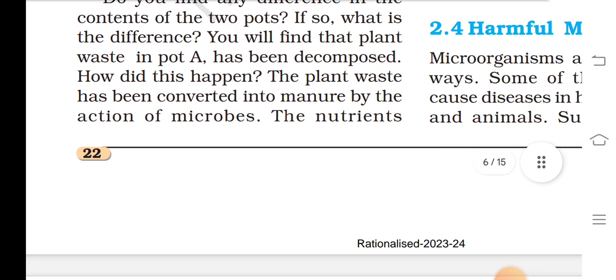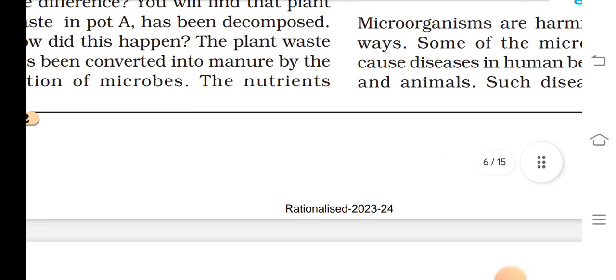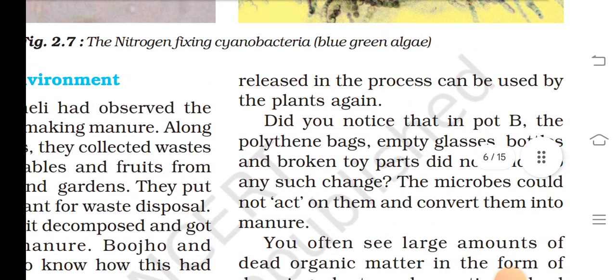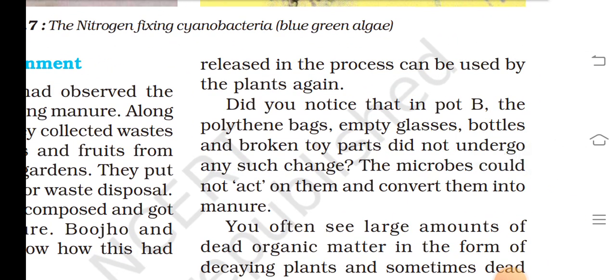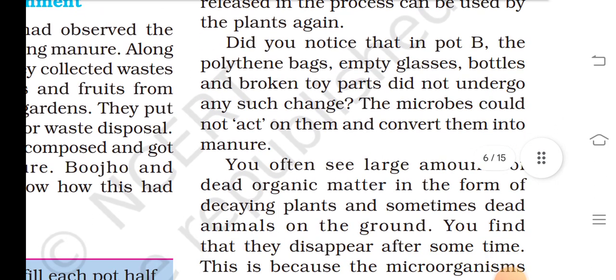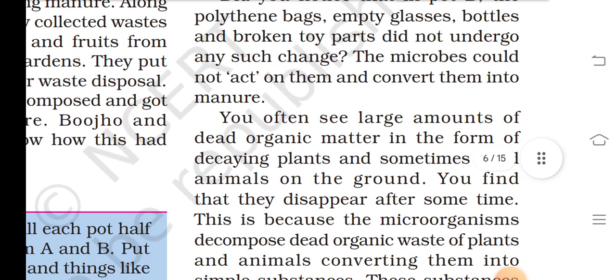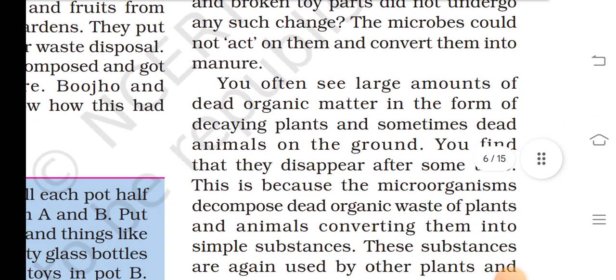You will find that the plant waste in pot A has been decomposed. How did this happen? The plant waste has been converted into manure by the action of microbes. The nutrients released in the process can be used by the plants again. Did you notice that in pot B, the polythene bags, empty glass bottles, and broken toy parts did not undergo any such changes? The microbes could not act on them and convert them into manure.